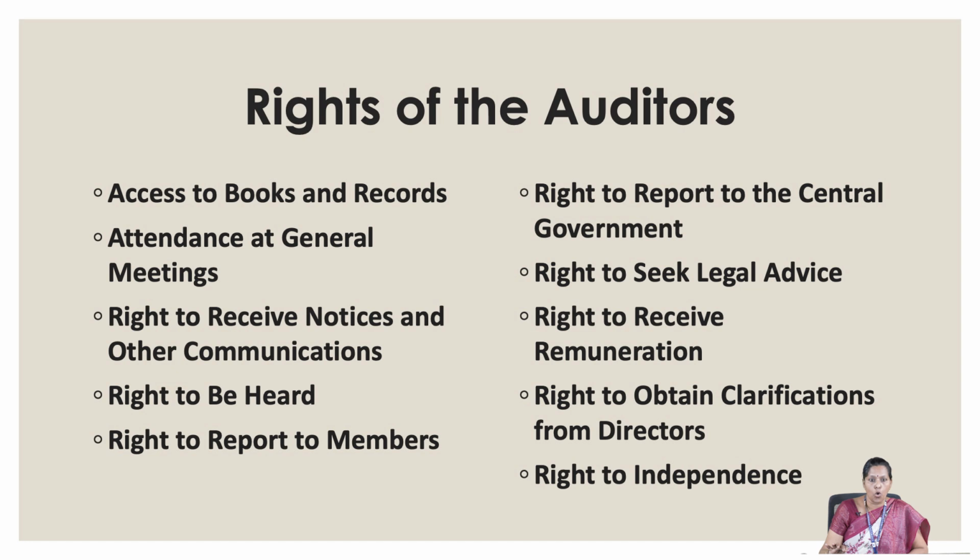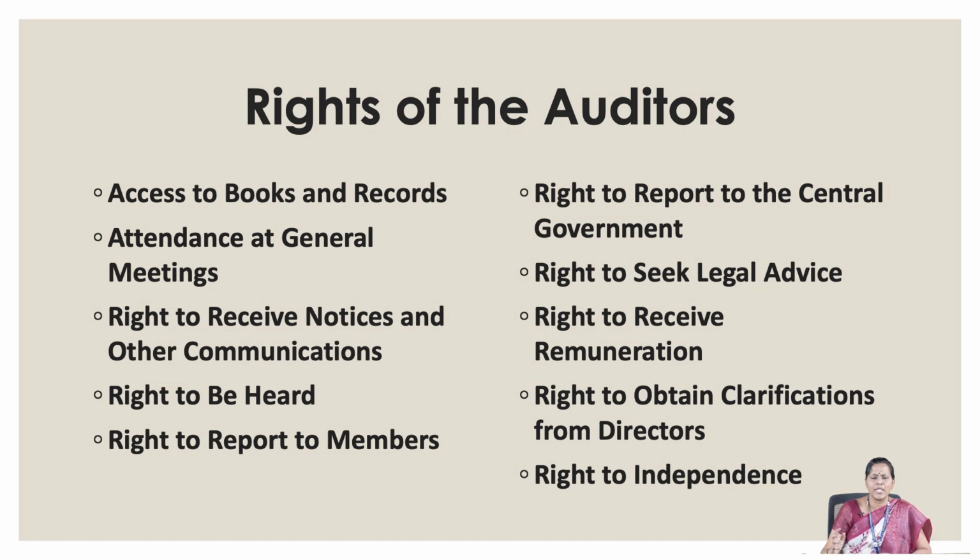So they should be given an opportunity in the general meeting to explain their stand with respect to the removal of the auditor. Then the auditor has the right to report to the members. When we say report to the members, what we mean here is that at the general meeting, the auditor prepares the audit report and reads out the report to the members in the annual general meeting. So they have every right to share the information about the financial position of the company with the members in the annual general meeting.